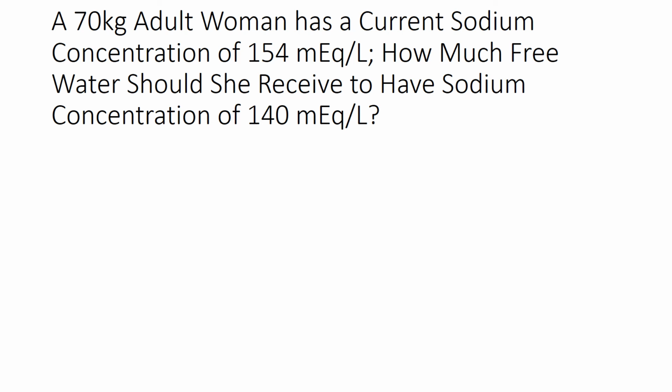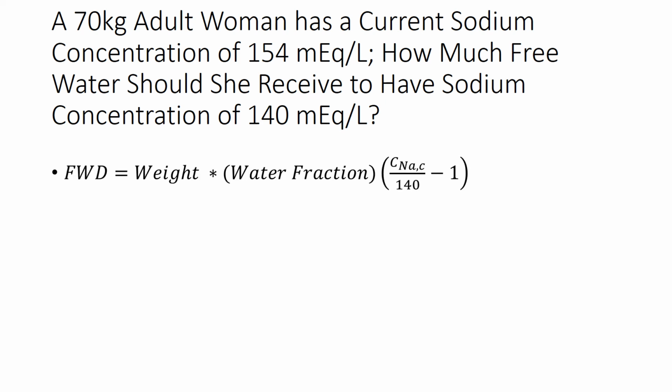Now let's go ahead and do a question. We have a 70 kilogram adult woman with a current serum sodium concentration of 154 milliequivalents per liter, elevated. The question is, how much free water should she receive to have a sodium concentration of 140 milliequivalents per liter? Now, this is the equation we derived. Her free water deficit is equal to weight times water fraction times the quantity current concentration of sodium over 140, minus 1.